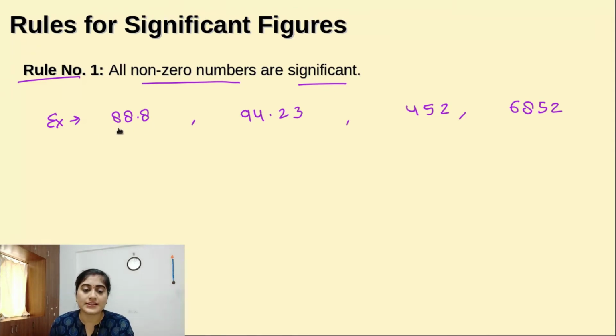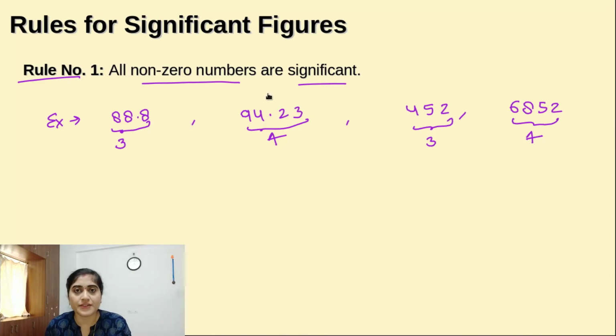So here in this example, how many digits are there? There are 3 significant digits. Total 3 digits are there, and all 3 digits are significant. Here there are 4 because all are non-zero, so all 4 are significant figures. And here 3 significant figures. Here you have 4 significant figures. So all non-zero digits, after the decimal or before the decimal, come under significant figures.